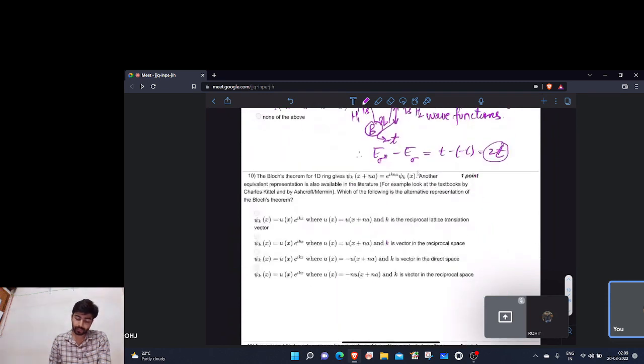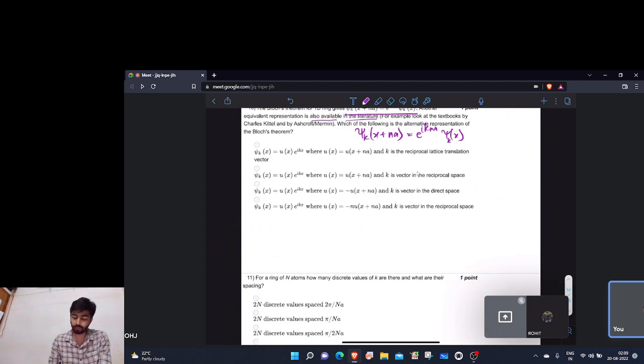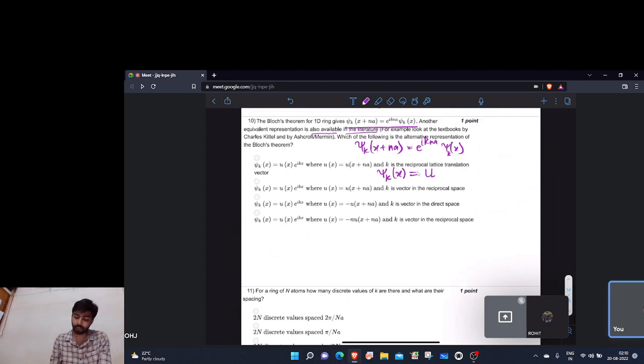Okay. The next question, question number 10, deals with Bloch theorem for a one-dimensional ring. And we know that Bloch theorem, as we have read in the course, is given by psi k at the nth site, the wave function at the nth site, is equal to e to the power ikna multiplied by the function at the x position. Another equivalent representation is also available in literature. Now, another equivalent representation for this, as is very easy to understand, is the fact that the wave function at x position is governed by a periodic function, a periodic lattice function, because solids are made up of atoms arranged in a regular manner. So this function is a periodic function of the lattice, and we have a plane wave.